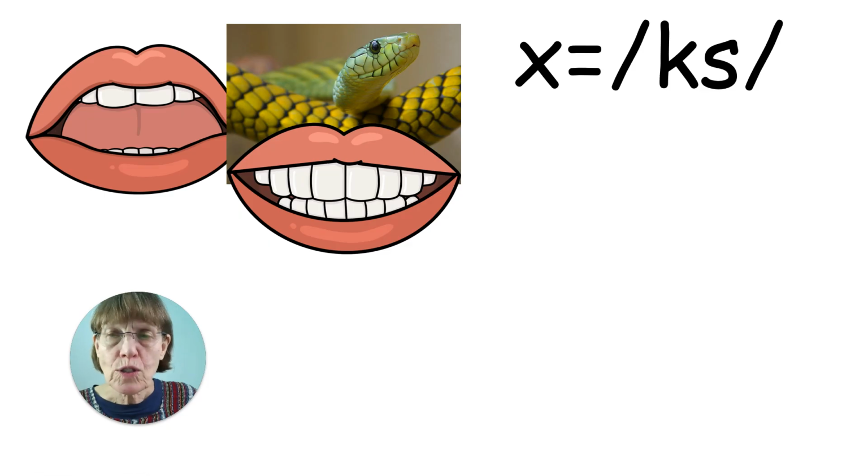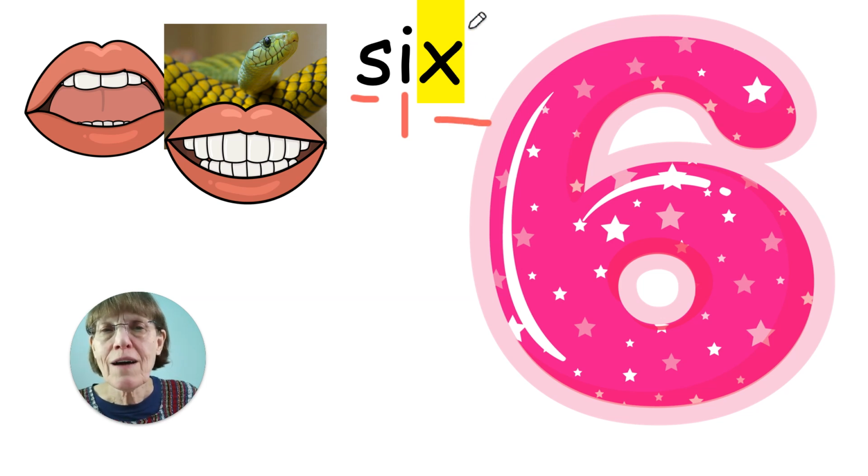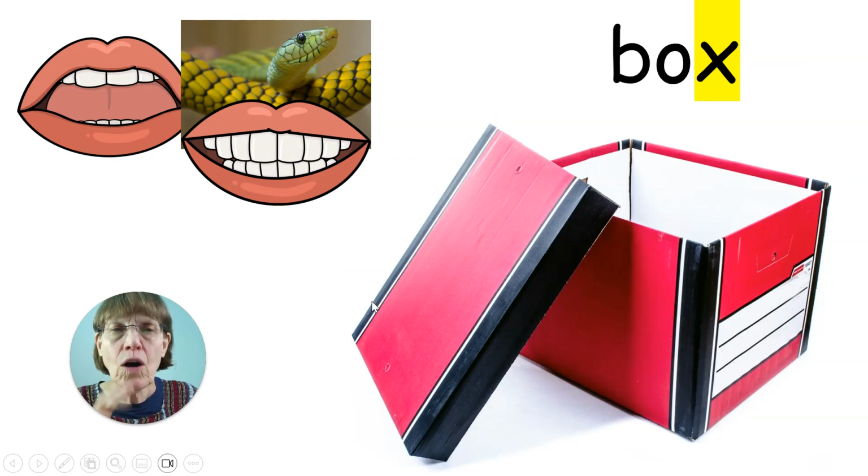So X borrows 2 sounds. It borrows the K and the S sound together. So when you say X, you have to say 2 sounds. Like in the word six. So we can go S, I, X. So we have 1 letter, but we have 2 sounds. Or like in the word box. B, A, X.